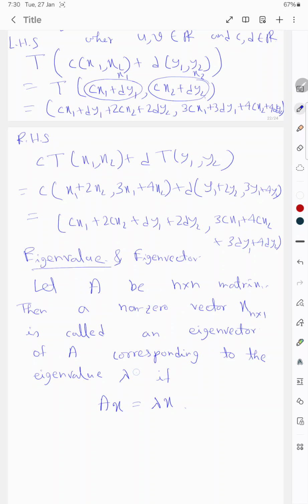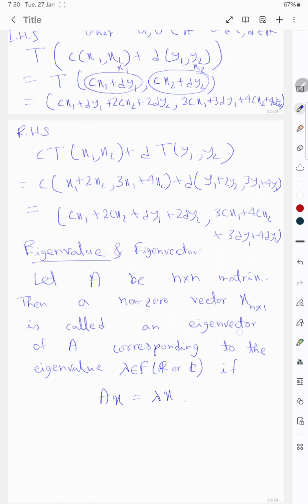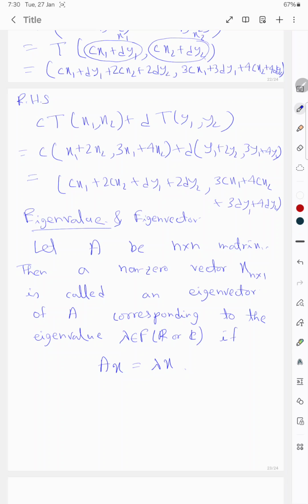Corresponding to lambda, this lambda belongs to your field F. If A is a real matrix, then lambda belongs to R. If A is a complex matrix, then the corresponding lambda belongs to C. So it is like R or C, depending on which field it is lying in. So whenever this relation is satisfied for your x and lambda, I will say this x is my eigenvector and this is my eigenvalue.